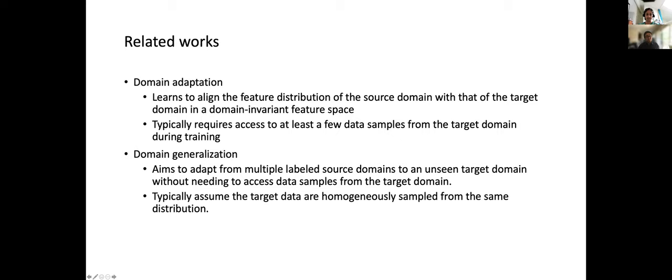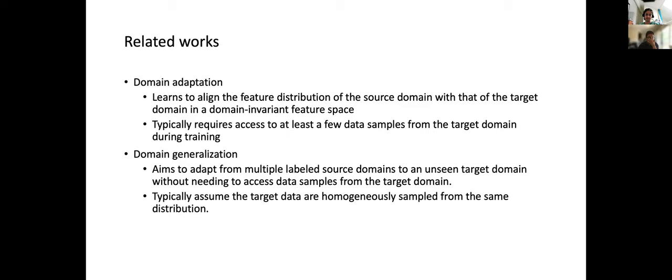The similar phenomenon has been observed in different domains, like natural imaging and a lot of different fields, and a lot of work has been done. One of the related works is domain adaptation. Domain adaptation learns to align feature distributions of source and target domains in a domain invariant feature space. But domain adaptation typically requires access to at least a few data samples from the target domain when you're training a model.